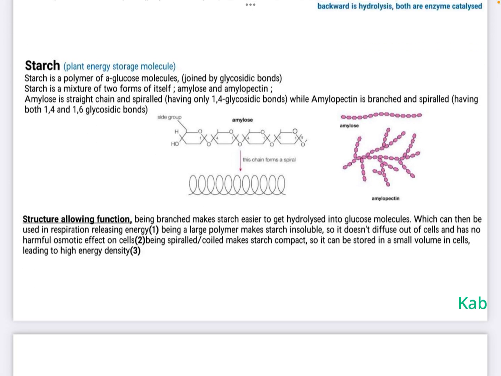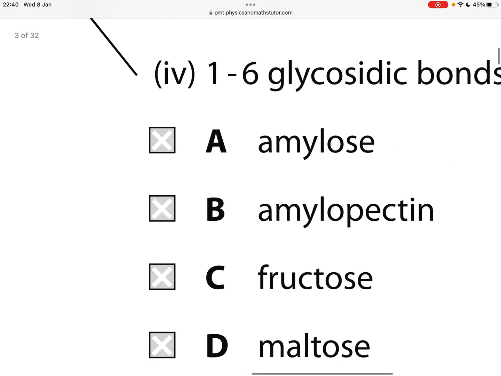Okay, so starch. Starch is a polymer of alpha glucose molecules joined by glycosidic bonds. Starch is a mixture of two forms, amylose and amylopectin, the ones we were talking about now. Amylose is a straight chain and spiraled, having only 1,4 glycosidic bonds, while amylopectin is branched and spiraled, having both 1,4 and 1,6 glycosidic bonds.